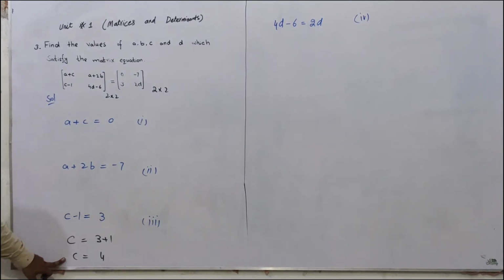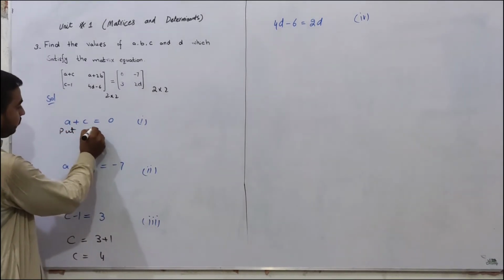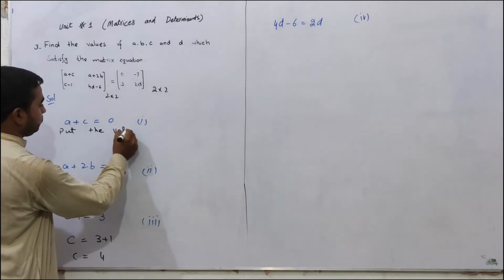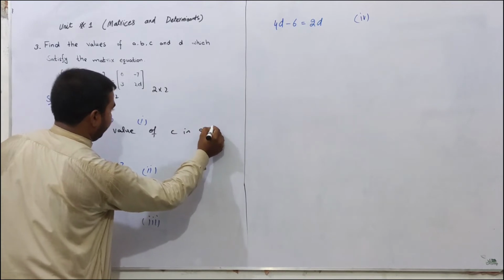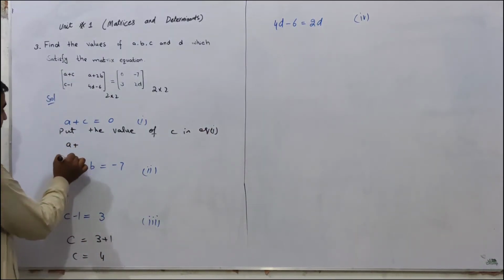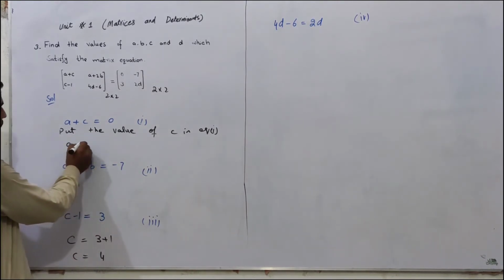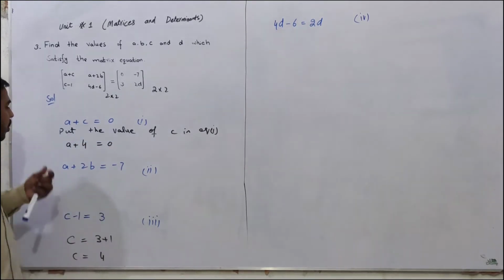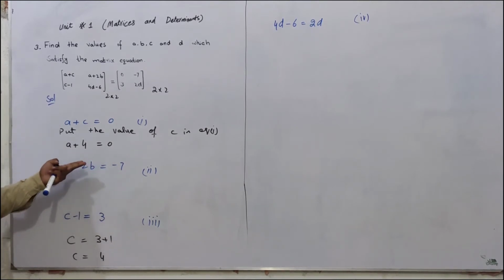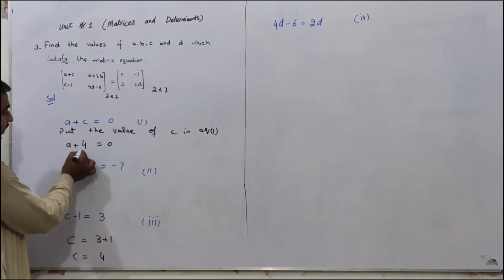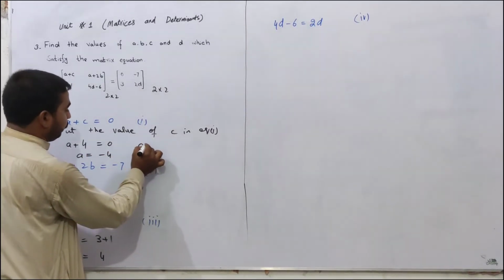Then we put the value of C in equation 1. A plus C is replaced by its value. The value of C is equal to 4, so we put here A plus 4 is equal to 0. We apply the basic rule, like subtracting 4 on both sides. Simply you say that here is 4 added, on the other side it will be subtracted. We write minus 4. It's up to you how you solve.